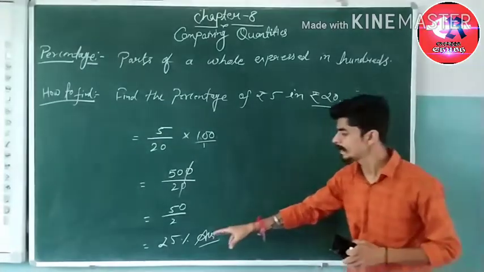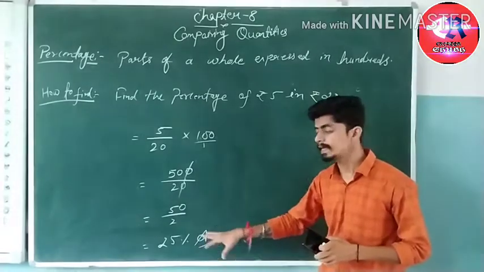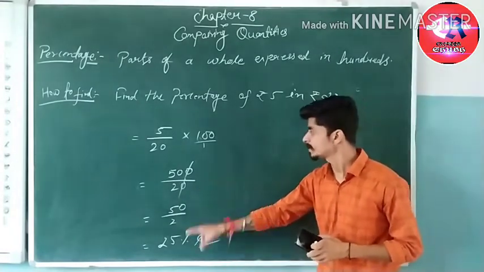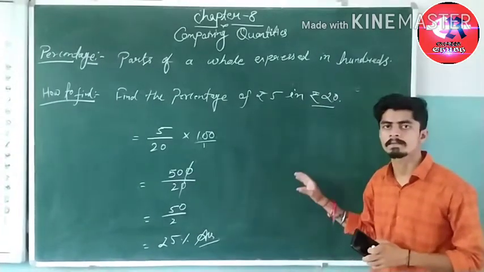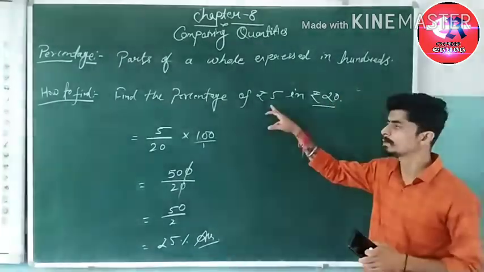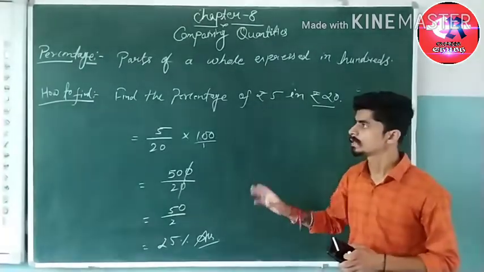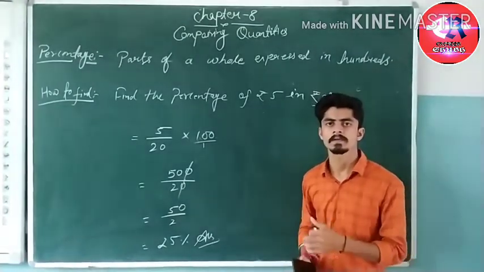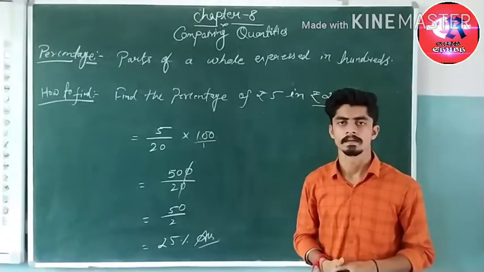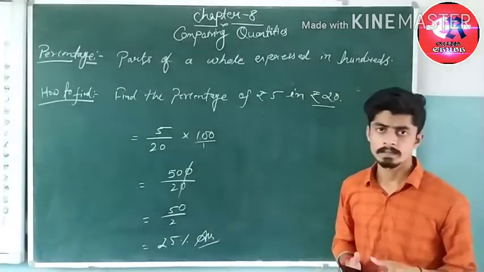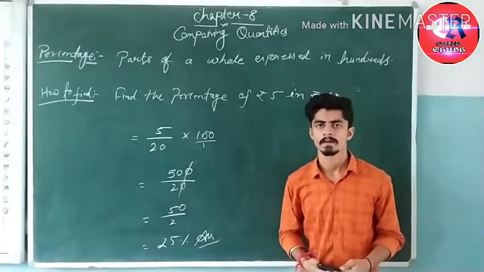If we add 25 four times, it becomes 100%, and 25% is 5 rupees. If we add 5 rupees four times, it becomes 20 rupees. Hence it is proved that 5 rupees is 25% of 20 rupees. So that's all for the percentage. In this way you have to find the percentage, and there are many examples by which you can practice finding the percentage of a particular number. That's all for the percentage.